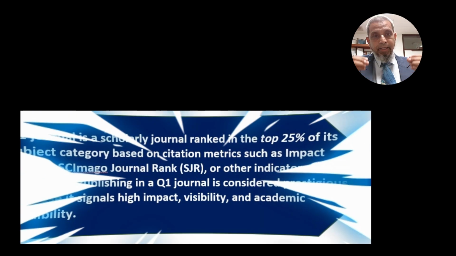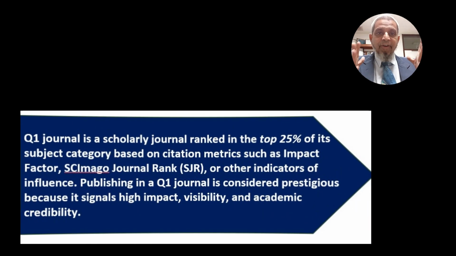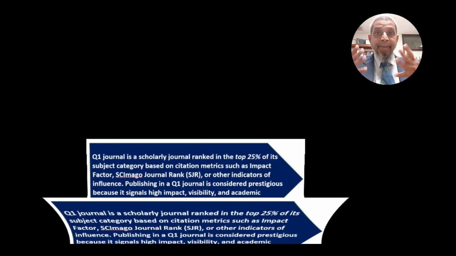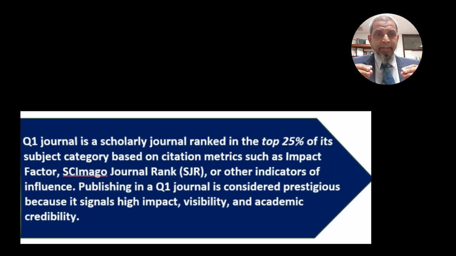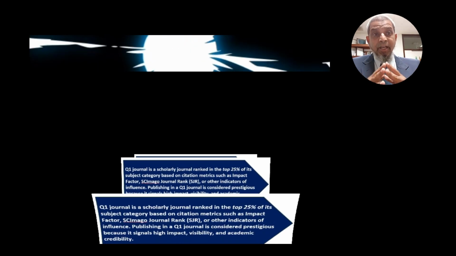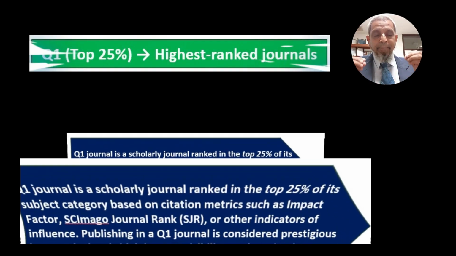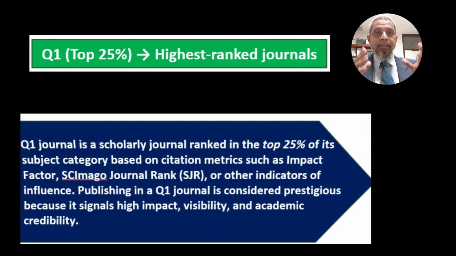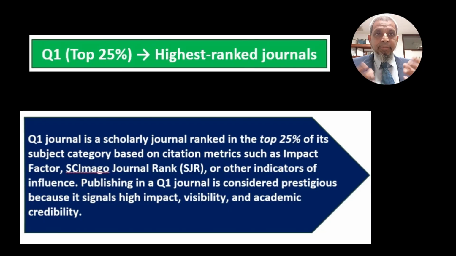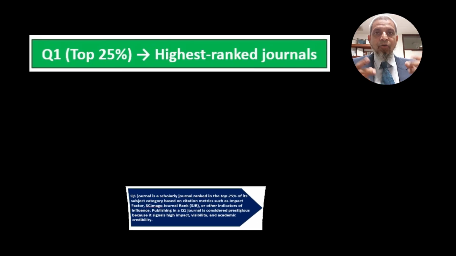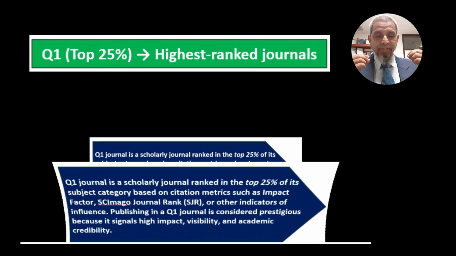Q1 journals is a scholarly rank in the top 25% journals of a subject category or subject discipline based on the citation metric, impact factor, SCImago journal rank and other indicators of influence. Publishing in a Q1 journal is considered prestigious because it is a sign of high impact, visibility and academic credibility.